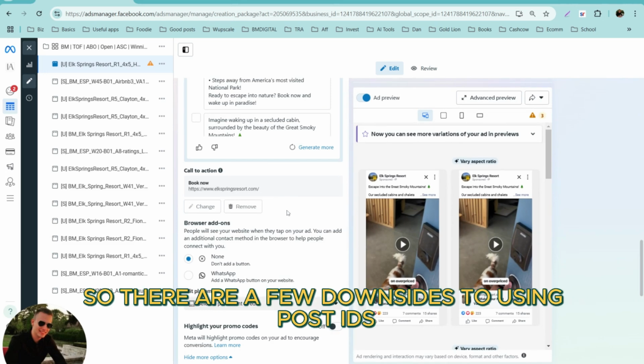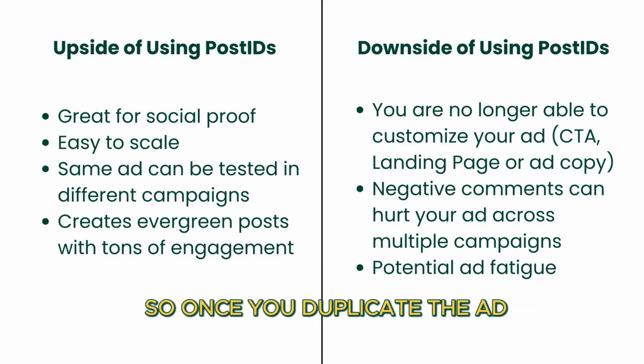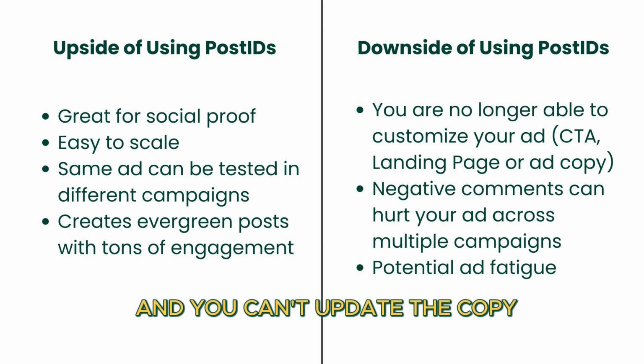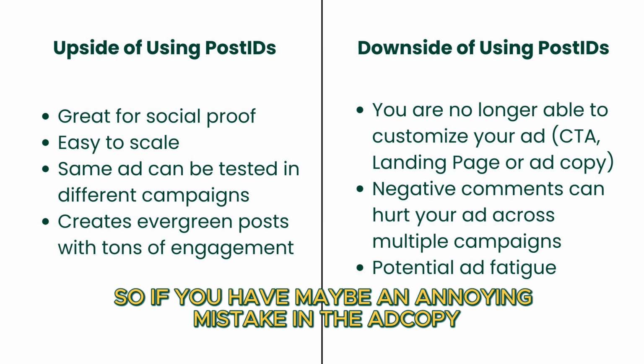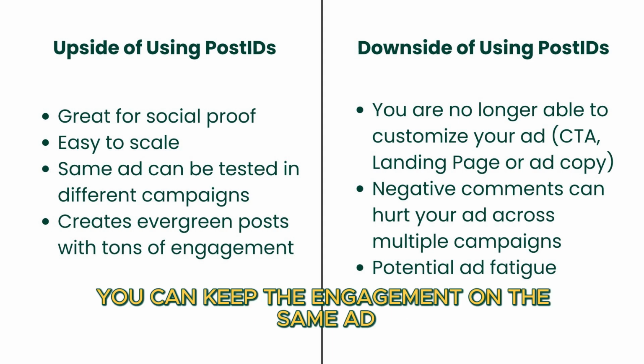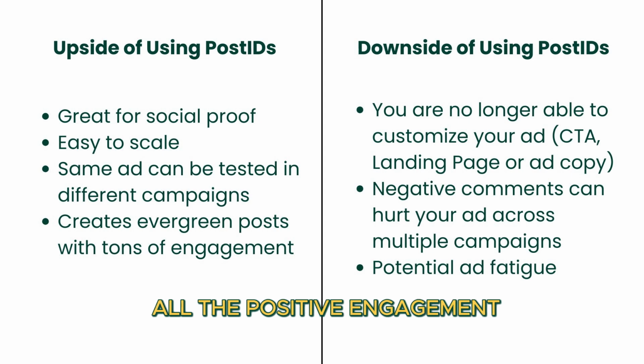So there are a few downsides to using post IDs, which are the ones I actually just mentioned. So once you duplicate the ad, you can't change the call to action, you can't change the landing page, and you can't update the copy. So if you have maybe an annoying mistake in the ad copy, you can't update it. But on the upside, you can keep the engagement on the same ad, keep all the comments, all the shares, all the positive engagement. It's super nice.